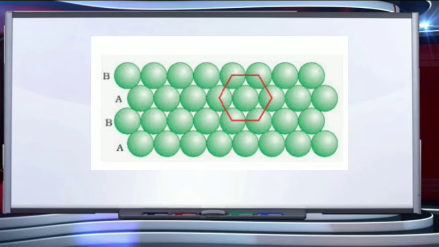In this arrangement, each sphere is in contact with 6 of its neighbors and the 2-dimensional coordination number is 6. When the centers of these 6 spheres are at the corners of a regular hexagon, that's why we call this packing 2-dimensional hexagonal close packing. It's clarified further with the slide.